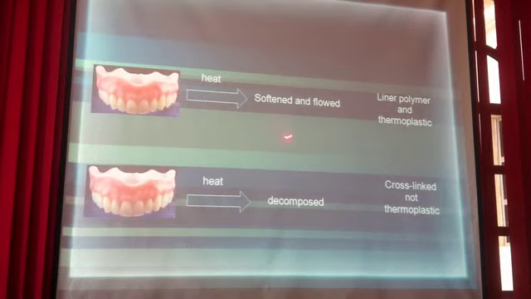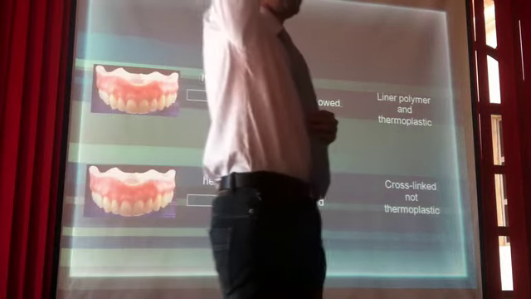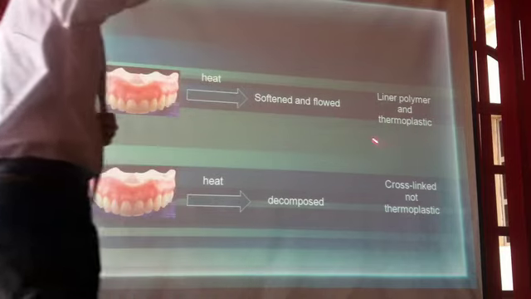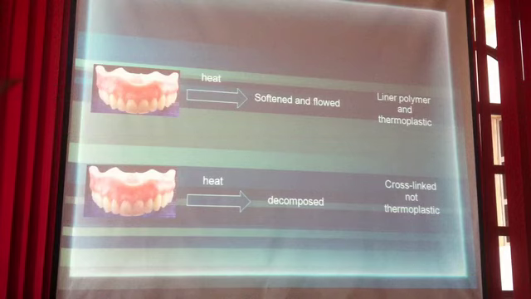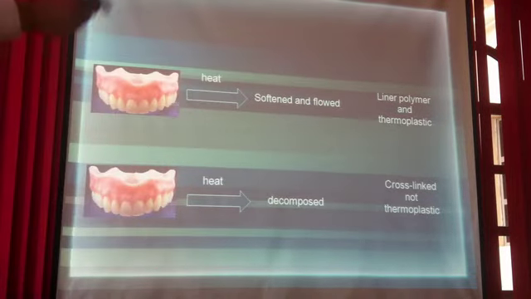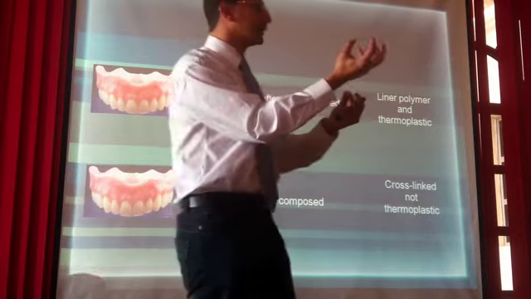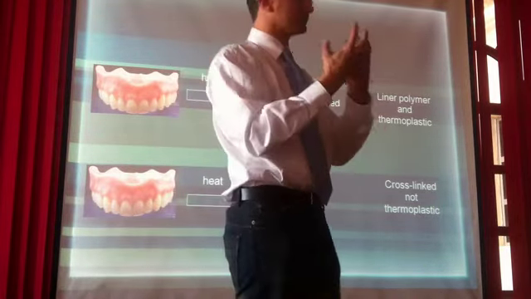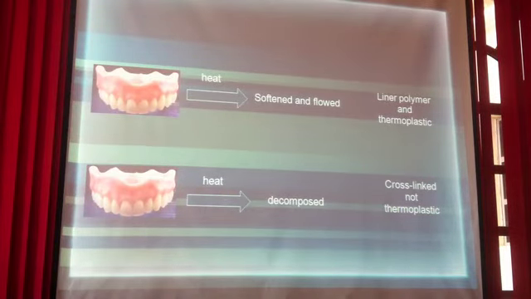Why? Because the first one is a linear polymer. This is the type of structure: it's linear and it is a thermoplastic. That's why it softens, and doesn't decompose or degenerate. Like when you heat the plastic, you cannot get the liquid out of it. It becomes something of irregular shape that you cannot get back, unless you heat it to the melting point.